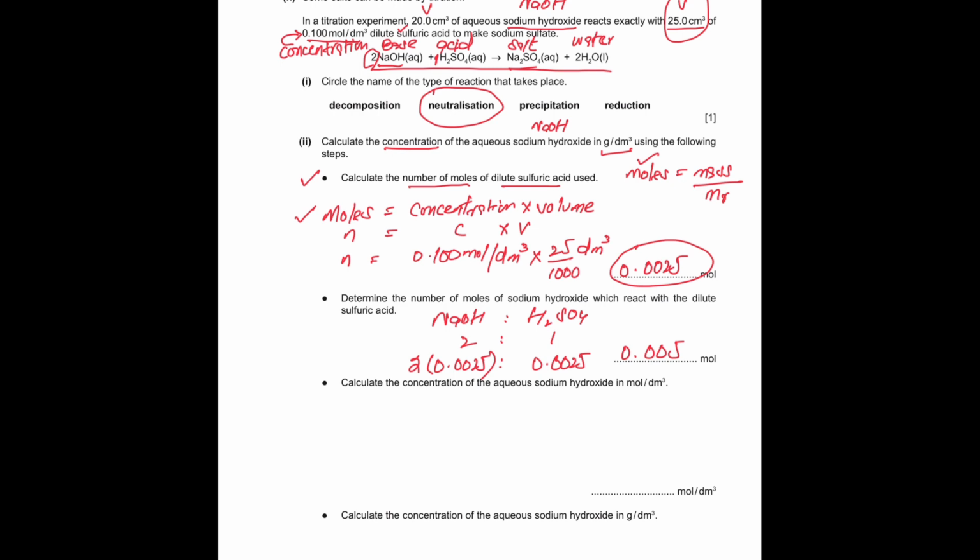In question 3, calculate the concentration of aqueous sodium hydroxide. So we have to find the concentration. Again, we can use the formula n equals c multiplied by v. We have to find this concentration. We know the number of moles as we already found it: 0.005 is equal to concentration multiplied by volume.